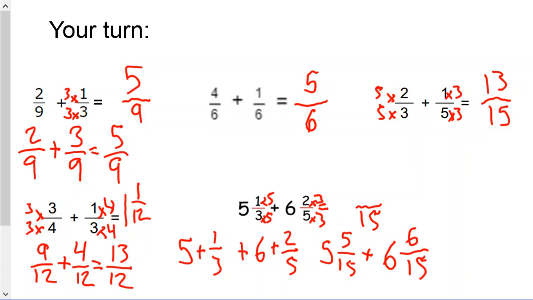So now we can start with our whole numbers. So 5 plus 6 will give us 11. So we have 11 wholes, and then we can add the numerators of our fractions straight across. 5 plus 6 is 11. All right, so we got 11 and 11/15.